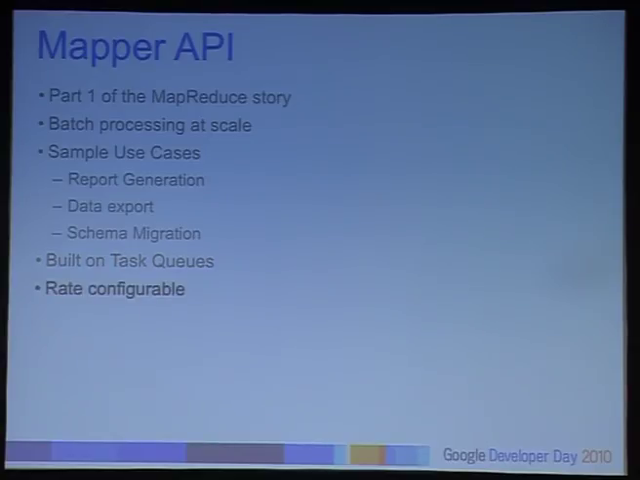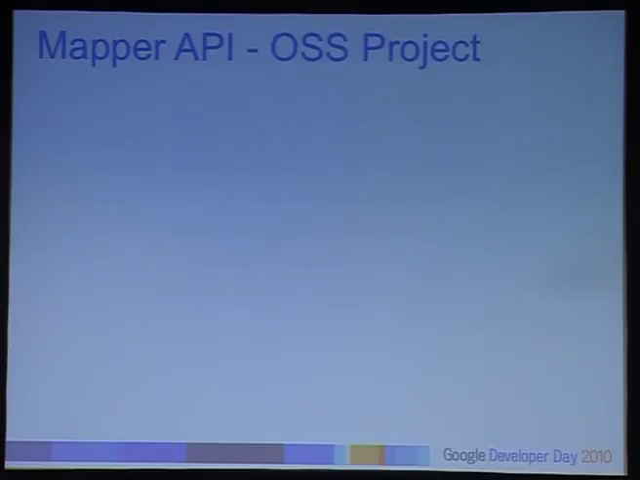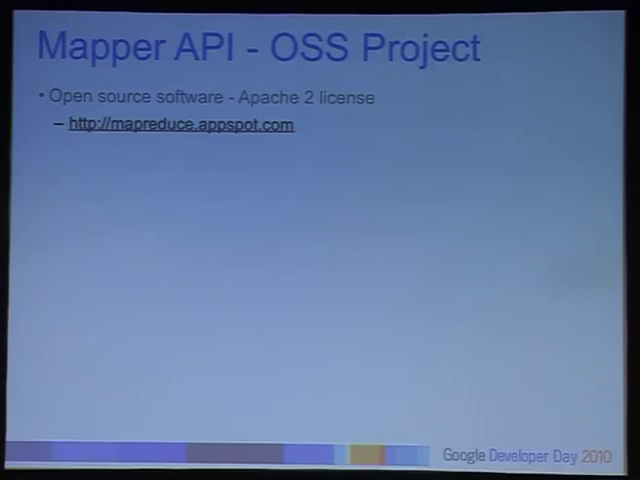The mapper is rate configurable, so if you don't want to burn through all of your quota in a few minutes, but rather like to spread it out over the day, we can do that. Or if you'd like to go really, really fast, that's possible as well. The mapper is an open source project. It's based on the Apache 2 license. You can download the source code from mapreduce.appspot.com. And of course that means, if it's open source, patches welcome. So if you have features, you have bugs, you have patches, please send them, and we hope to get them incorporated and make it better.